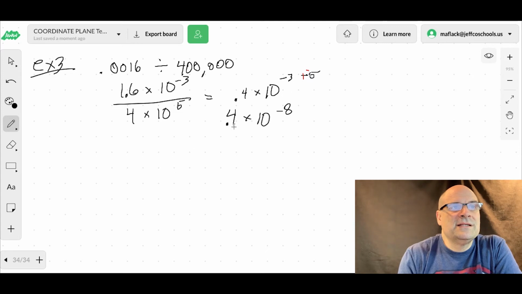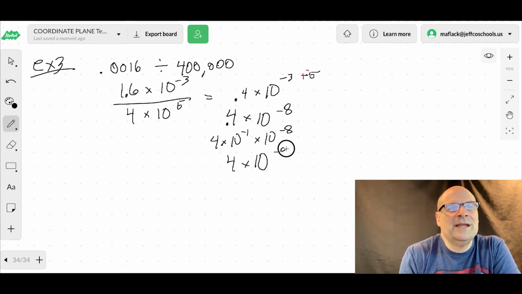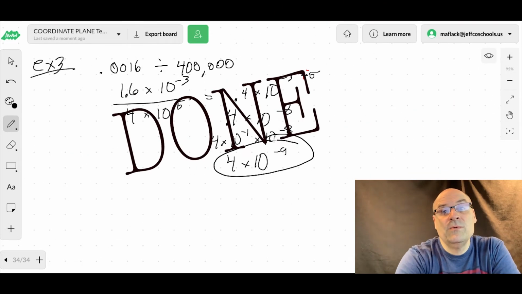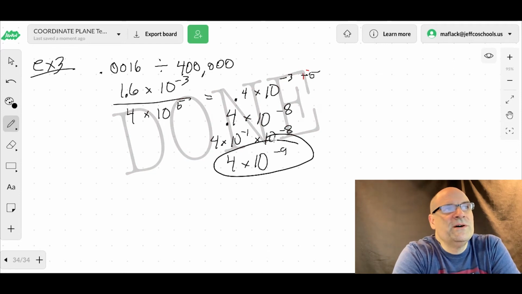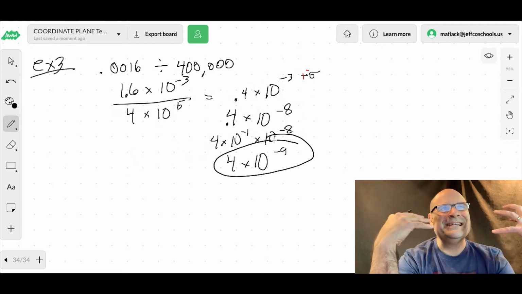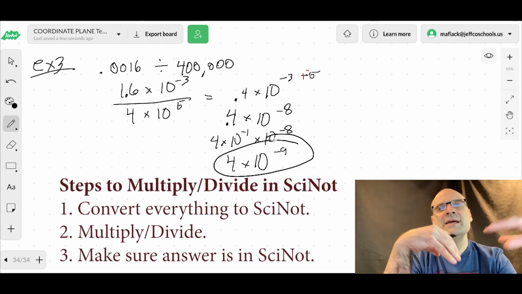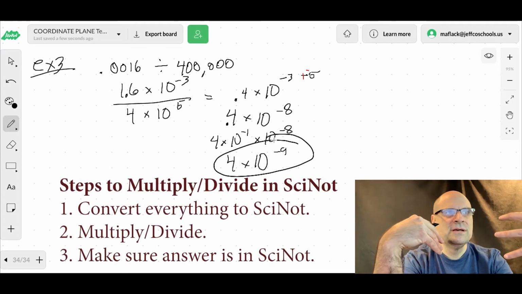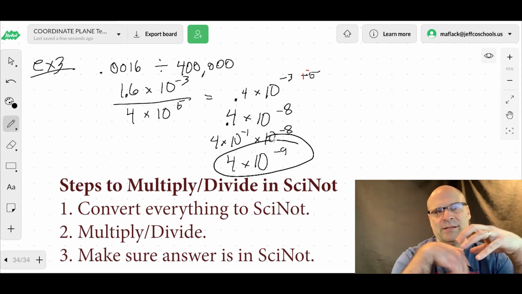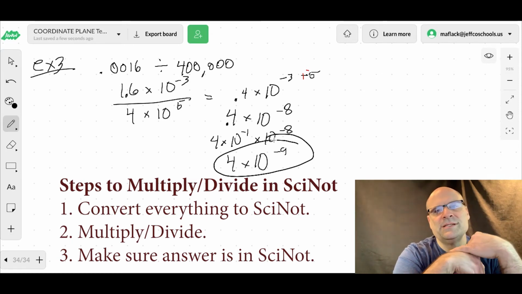So this guy, since it's 0.4, we have to go the other way. So this is actually 4 times 10 to the negative 1 times 10 to the negative 8. So this is 4 times 10 to the negative 9. Whoa. Okay. So first step is convert everything to scientific notation, then do the multiplication or division, and then clean up your answer. Make sure your answer is written in scientific notation.